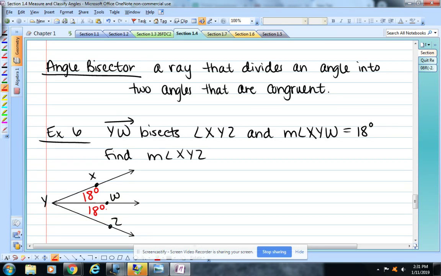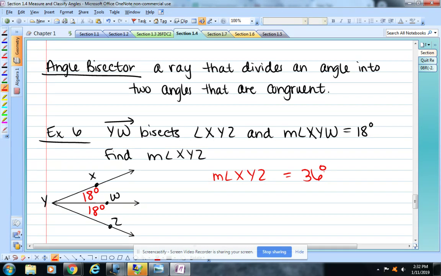Find the measure of angle XYZ. Well, is XYZ a large angle or a little angle? It's the whole thing, right? So how am I going to get the measure of angle XYZ? You can add them together, or you can just double 18, right? 18 times 2 is the same thing as 18 plus 18, which is how many degrees? 36. Isn't it easy? You do have like 3 of these on your homework.